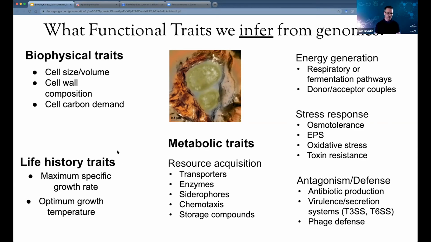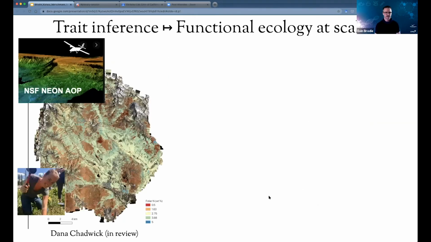And then moving up in complexity, we have life history traits, and these are traits that are a product of evolutionary history of the organism, and they're imprinted in the genome. For example, maximum specific growth rate, you can predict the upper bound on growth rate of an organism over evolutionary time by genomic properties. You can also predict the optimum growth temperature within certain margins of error from the organism based on how its genome has evolved over time. So we can use this information to predict what the lifestyle of an organism and its niche might be.